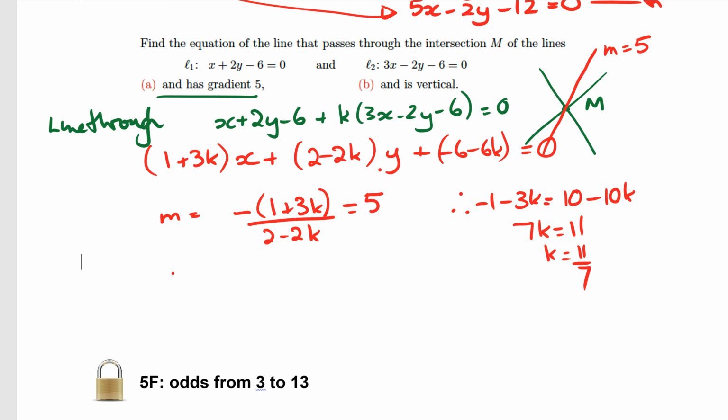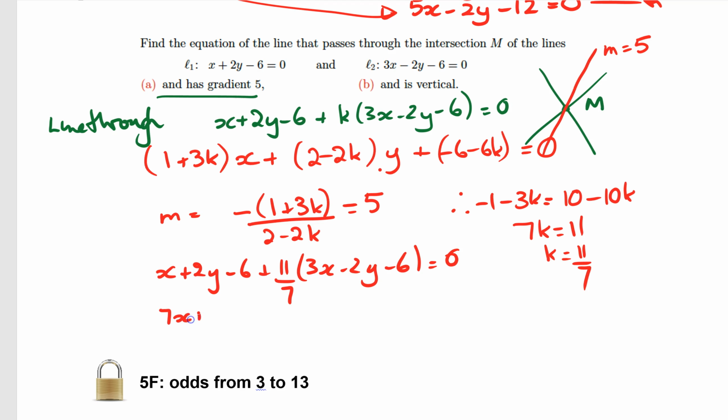So therefore my one equation, which will have a gradient of 5 and pass through this point of intersection, which we've never found, is just either this with the k in front of there being 11 on 7, or this with the value of k being 11 on 7 in there. Now it's up to you which you think is the easiest to work with. I would probably go up to the first one and just say x plus 2y minus 6 plus 11 over 7 times all of this has to equal 0. Multiply through by 7 to get rid of this horrible fraction.